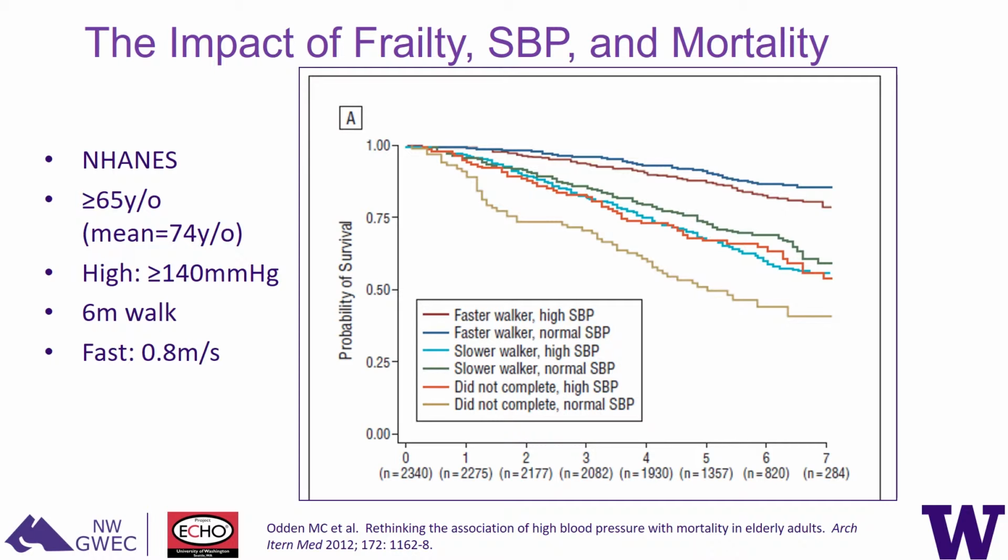If they were walking at a 0.8 meters per second rate, that was defined as fast. What that translates to is about a 32-minute mile. So if someone was walking at a 32-minute mile, that was defined as fast. If they took longer than that, that was defined as slow. Then there was a category of individuals who did not complete it. They stratified these individuals based upon their blood pressure and how rapidly they were able to do their 6-minute walk, to the probability of their survival or their mortality.